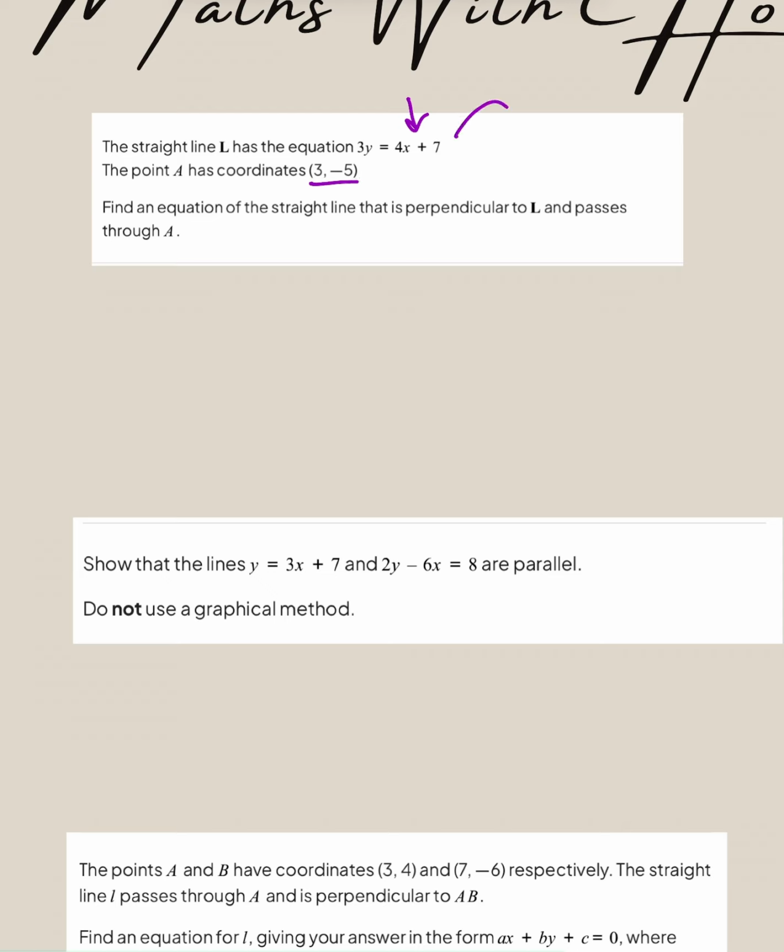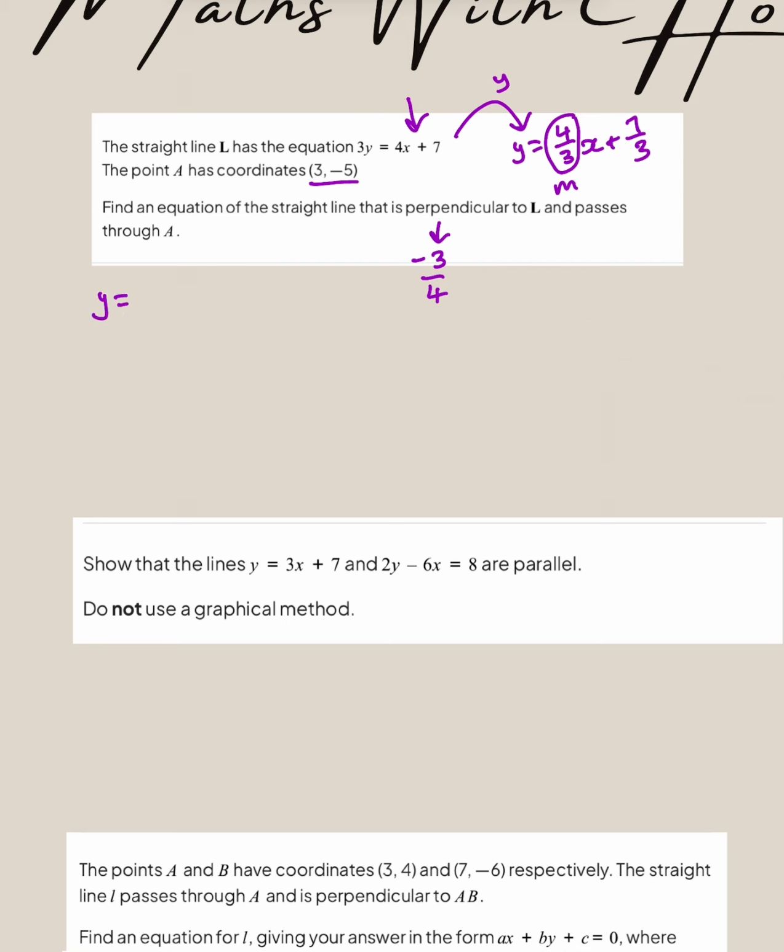So the first thing I want to know about this line is what is the gradient. So I need y to be the subject. So I'm going to divide everything by 3. y equals 4 over 3 x plus 7 over 3. The important thing I'm looking for here is the 4 over 3, which is my gradient. So if something is perpendicular, it's the negative reciprocal. So that means -3 over 4 is going to be the gradient of my new line.